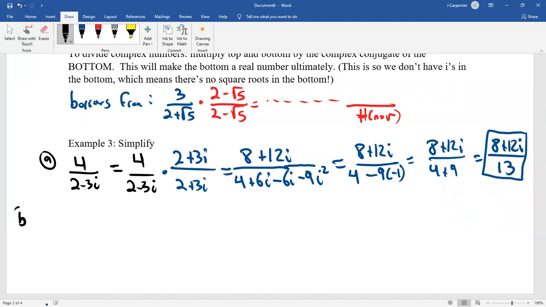B. I'm on black. 3 minus 4i over 4 plus 3i. So we take that problem. Don't change anything in the original fraction.